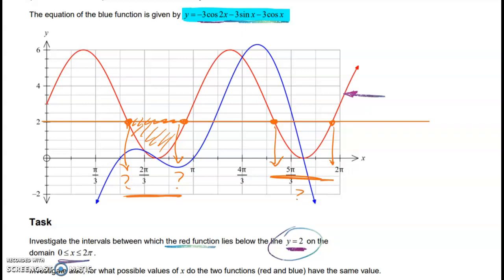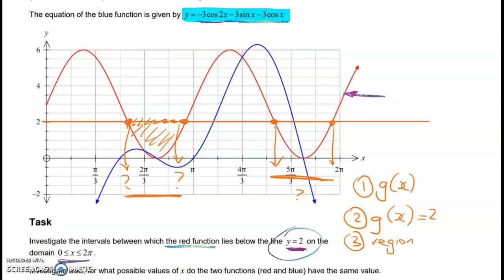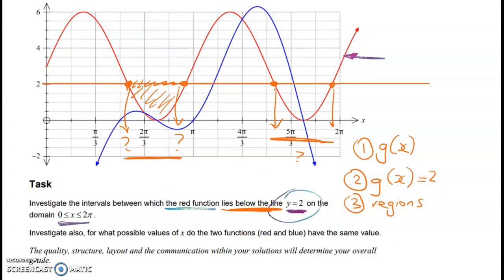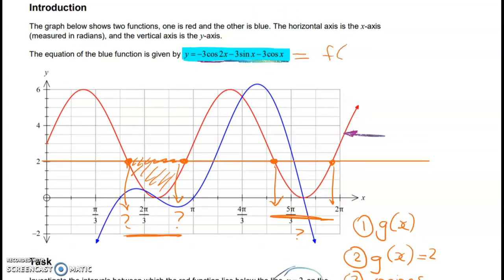Right, so 3 steps to solve this problem. The first step is going to be find the equation of the red function, which we'll call g of x. Second step is to solve g of x is equal to 2. And then I guess the third step is to find the regions, because we're figuring out where it lies below the line. And then we have to figure out for what possible values of x do the red and the blue functions have the same value. So for that part, we're going to need to solve f of x is equal to g of x, and f of x is what they've called y. Okay, so 4 things to do.